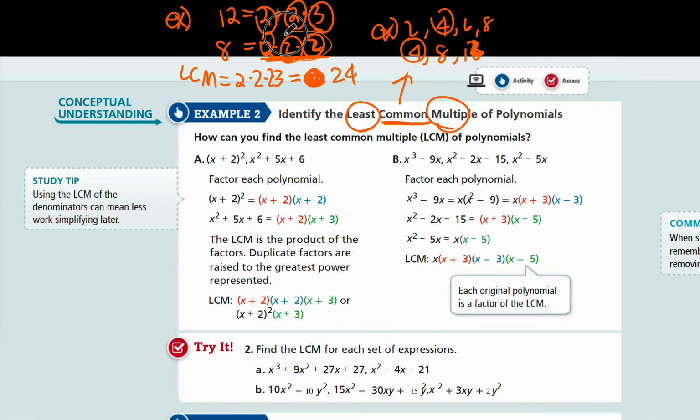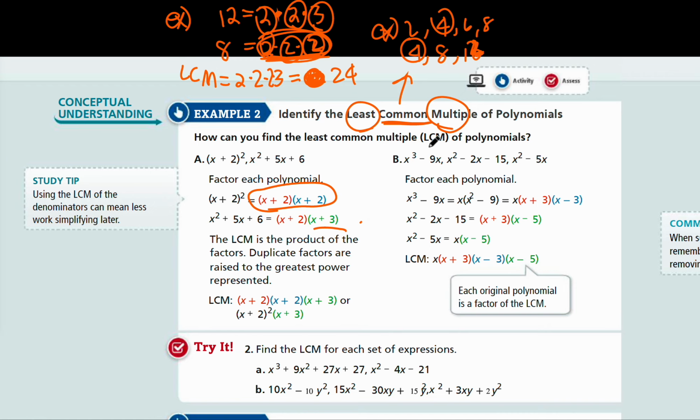You're just finding the greatest number of times it is multiplied, the greatest power of that base. So in this case, you're going to multiply x plus 2 twice, and then x plus 3. So x plus 2, x plus 2, x plus 3 is x plus 2 squared times x plus 3, and that's your LCM for these two polynomials. Let's look at part B.